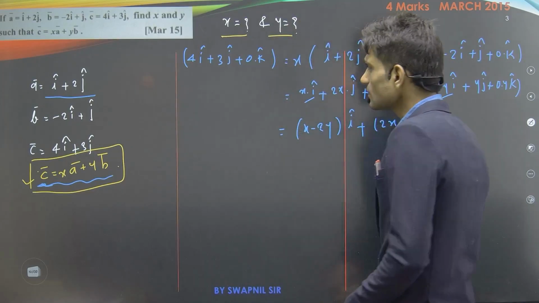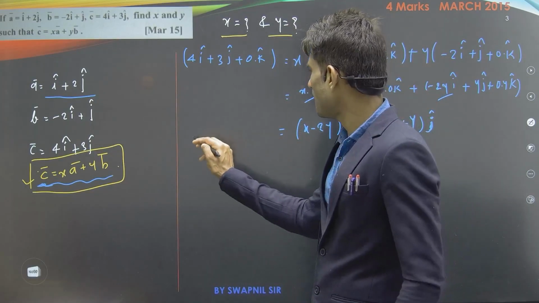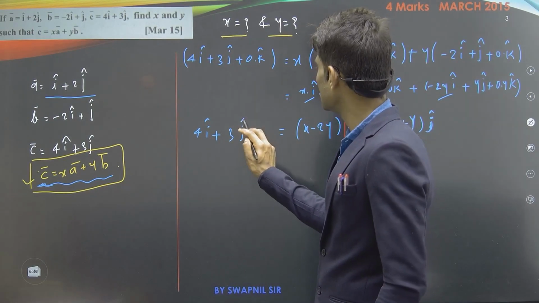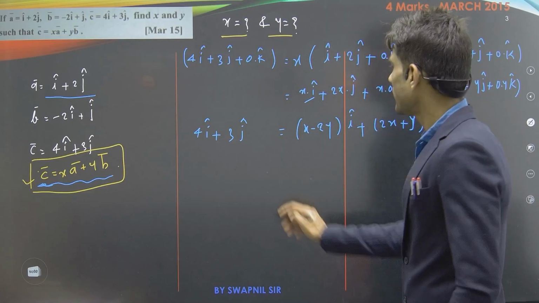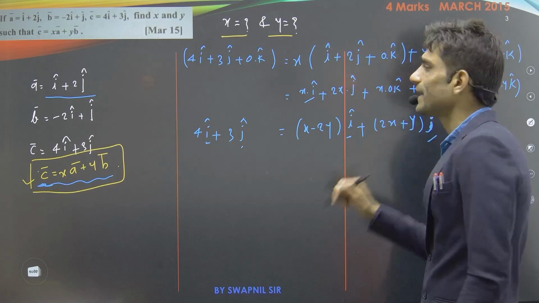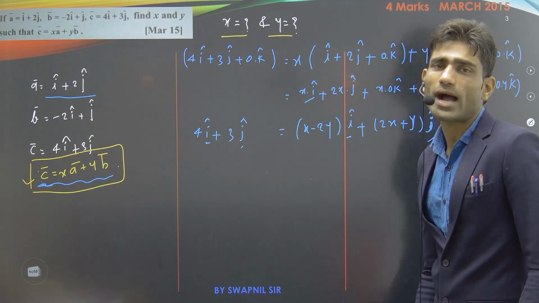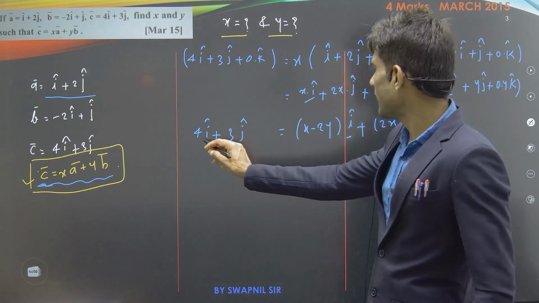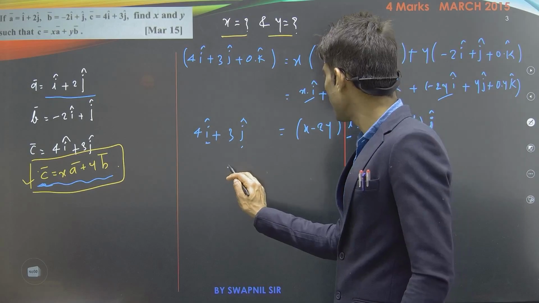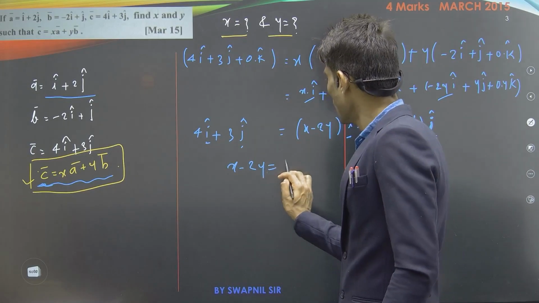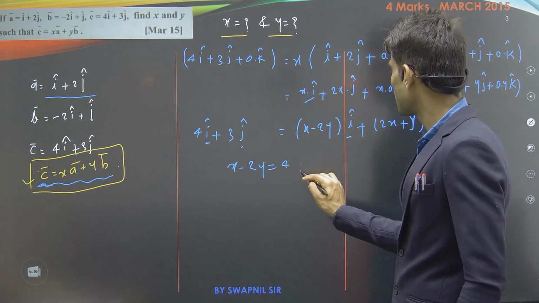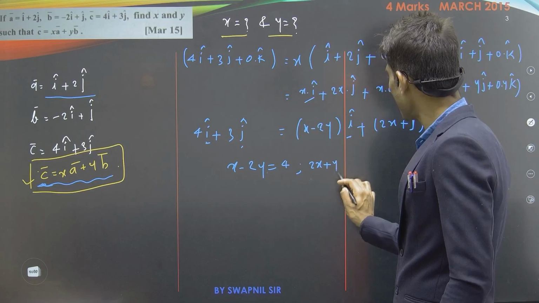Now we compare with 4 times i cap plus 3 times j cap. We compare the i cap variable with the i cap variable, and the j cap variable with the j cap variable: compare i with i, j with j. So we get 4 i cap equal to x minus 2y into i cap. That means x minus 2y is equal to 4, and 2x plus y is equal to 3.